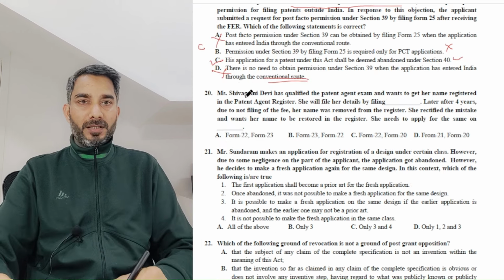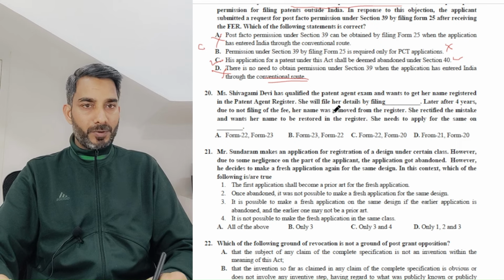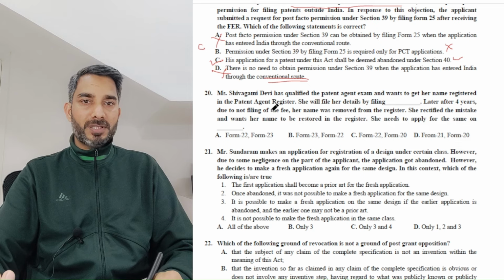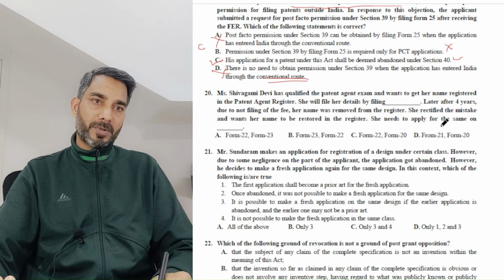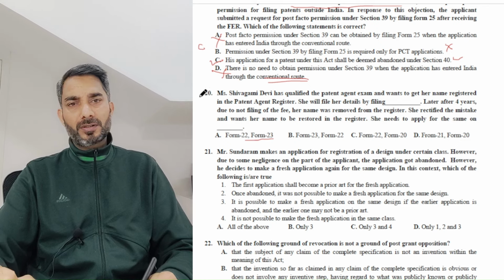Miss Shivagami Devi has qualified the patent agent exam and wants to get her name registered in the patent agent register. She will file her details by filing some form. Later, after 4 years, due to not filing the fee, her name was removed, of course. So she rectified the mistake and wants her name to be restored in the register. She needs to apply for the same on form 22 and 23 are the forms that we need to use.